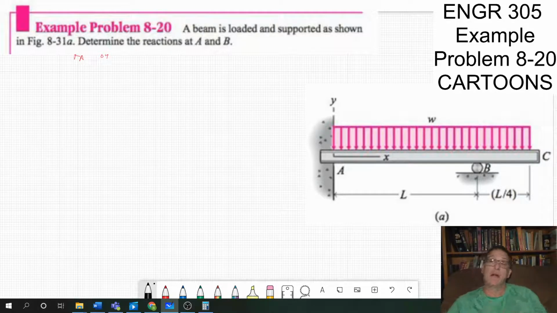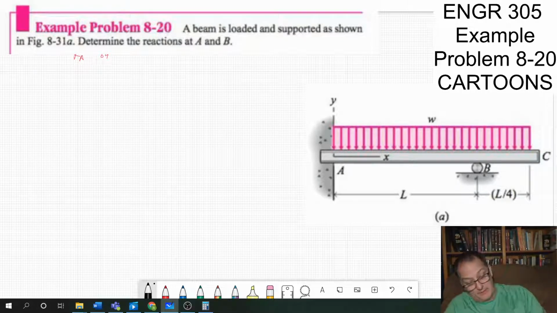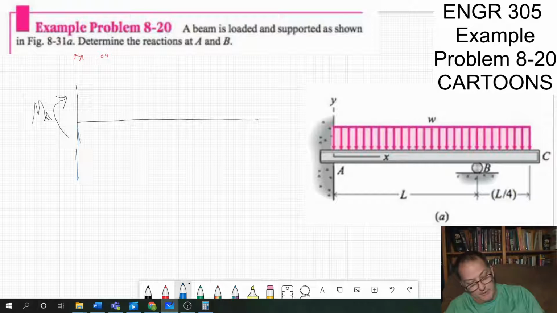So, same problem that I just did several hours ago. Same green shirt, if you notice, and we've got a beam, loaded and supported. We want to figure out the reactions at A and B. If I draw that beam, I've got a reaction moment, a moment at A, I'm going to give it blue, a reaction at A and a reaction at B, and then I've got this distributed load.